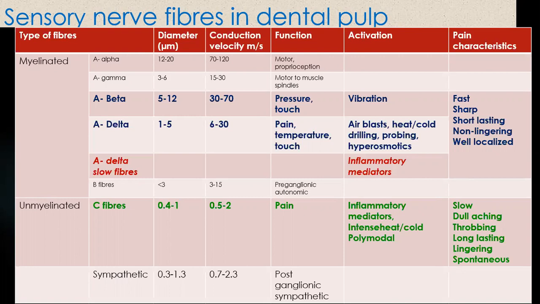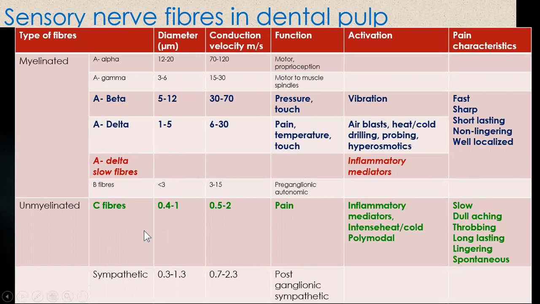They are intense, caused by intense heat and cold, or slow, and they are characterized by slow, dull, aching pain, throbbing, long lasting, lingering, and they are spontaneous, right? And so A delta fibers are basically oxygen sensitive. So in cases of hypoxia, they would be the first ones to get destroyed and to die. And they have a low threshold, right?